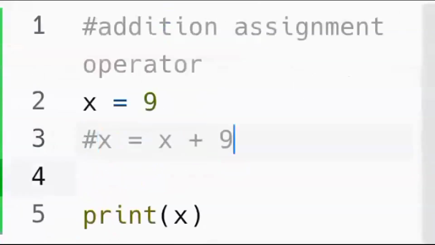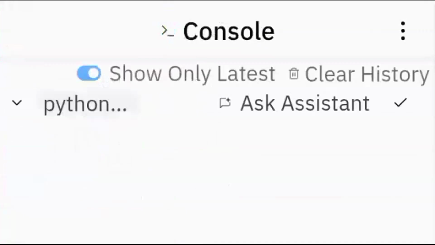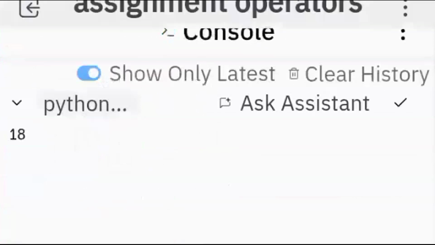Another situation is when you're adding 9 to x and then assigning the result to the variable x on the left-hand side. So x plus 9 is an expression. We assigned it using the equal sign to the left operand. That is x equals x plus 9, which is one type of assignment operator, an addition assignment operator.